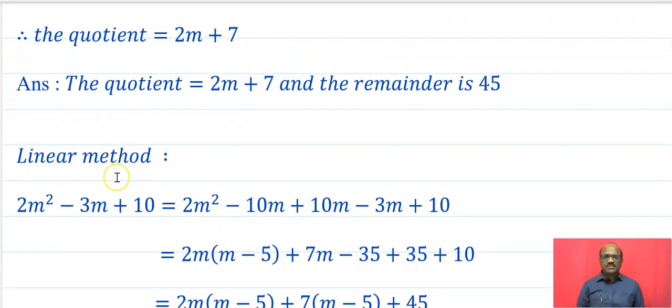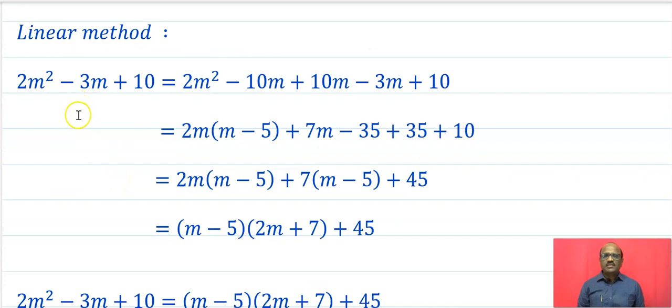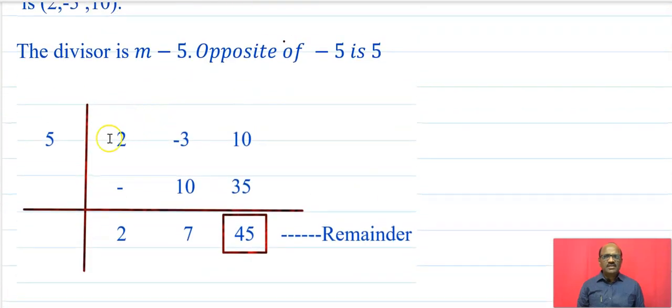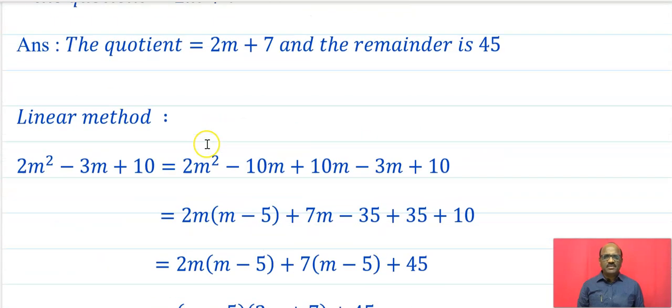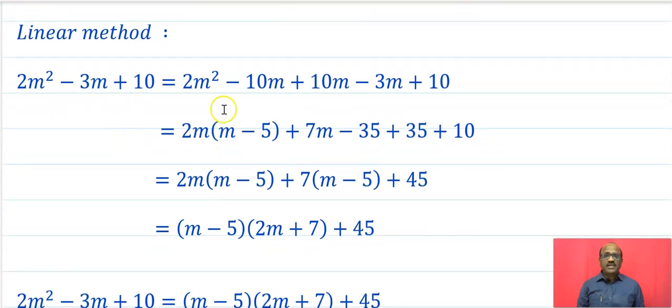What about the linear method? The linear method is complicated. Now see here, 2m square minus 3m plus 10. What is the divisor? The divisor is x minus 5. Therefore we will maintain the x minus 5. We will take the x minus 5 from all these terms so that we will adjust all the terms. Always consider the first term so that we will adjust the next terms. And again for the next term and again the next term.